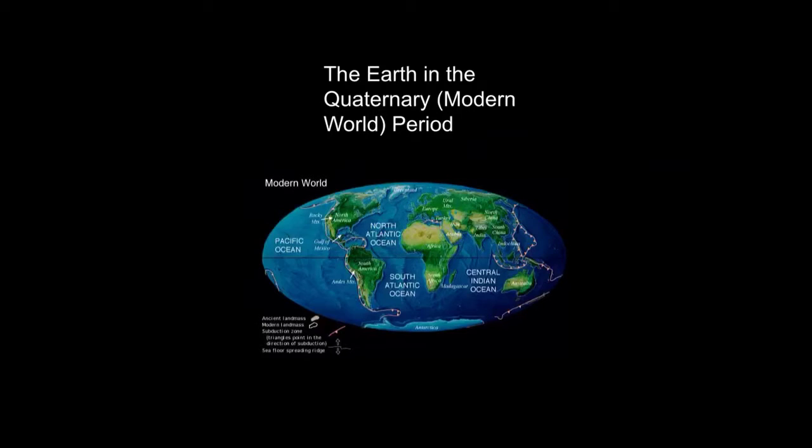We have the modern world here. This is the modern world. This is today's world. How it looks now. It's in the last few thousand years or so. Everything's been labeled. And as you can see, this is the modern world that we know today. Yeah. Pretty interesting. But let's move on.